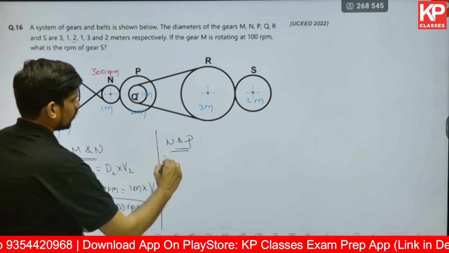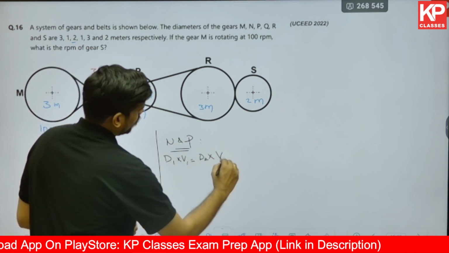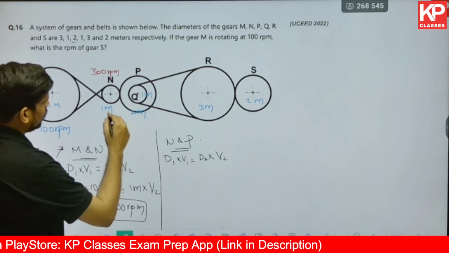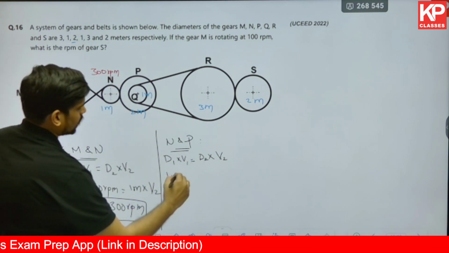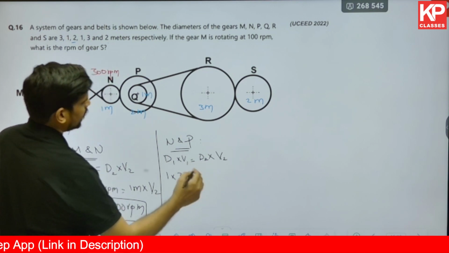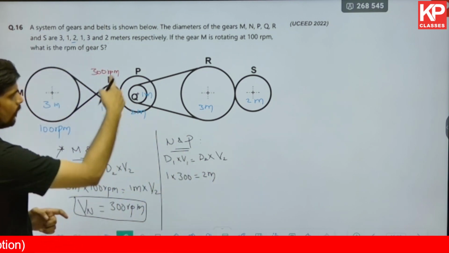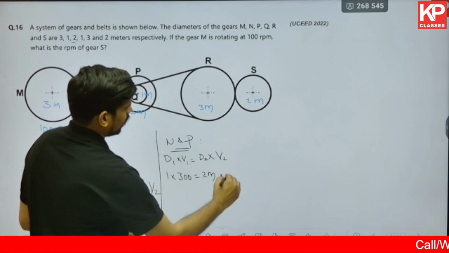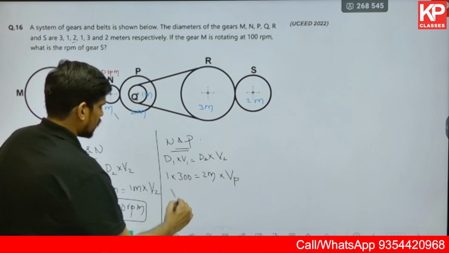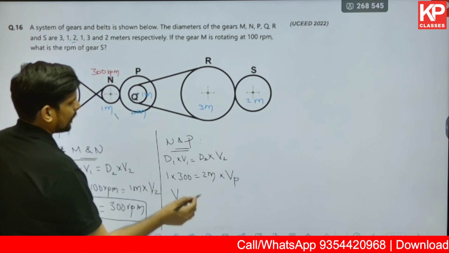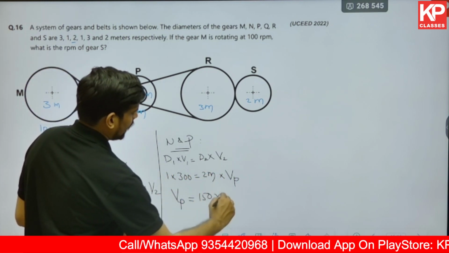For N and P also, you apply d1 into v1 is equal to d2 into v2. What is d1 into v1? That is 1 meter into the rotational velocity of the first disk, that is 300, is equal to the diameter of the second disk, that is 2 meter, for P, into the velocity of the second disk, that is P. So what is the rotational velocity of the second disk P coming out to be? 300 divided by 2. I'm getting it as 150 rpm.